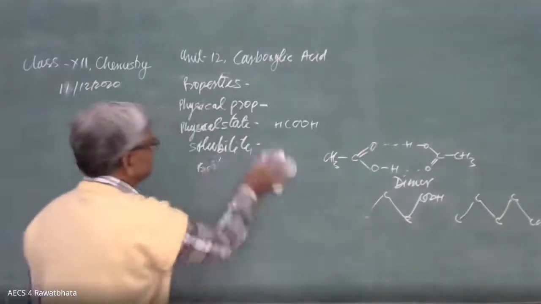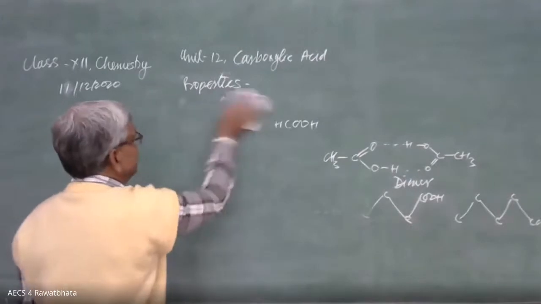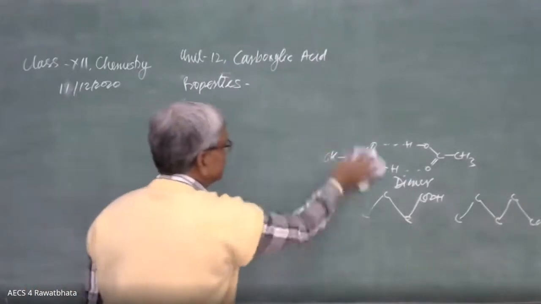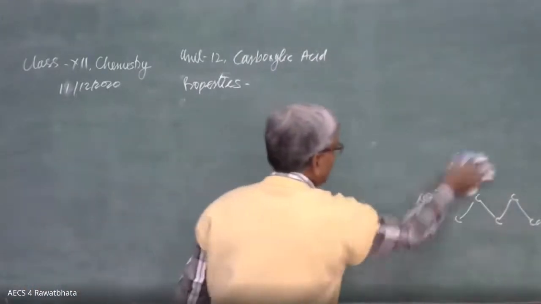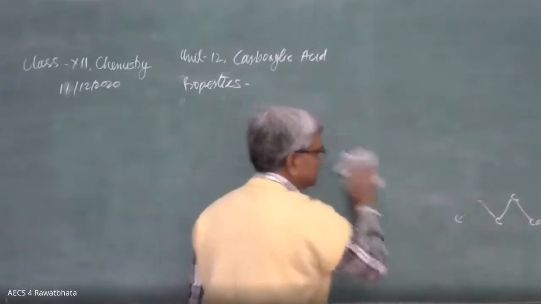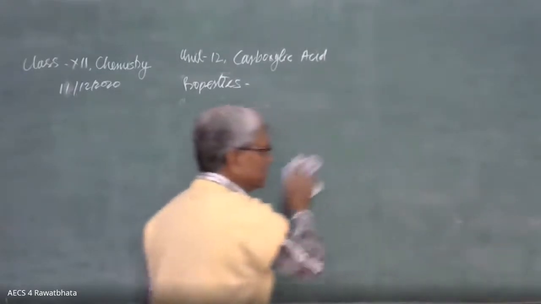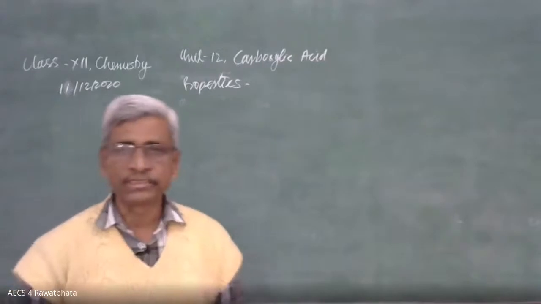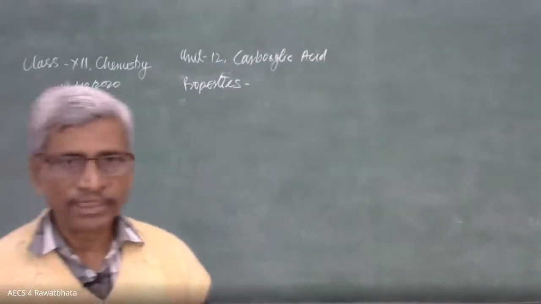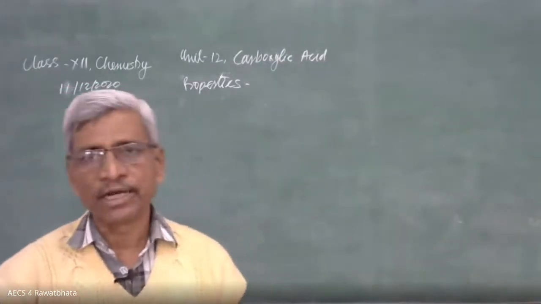If we see acetic acid, it is more viscous as compared to an alcohol of the same molecular mass. The reason is that the intermolecular force of attraction is stronger. That's why it is more viscous and its boiling point is higher.